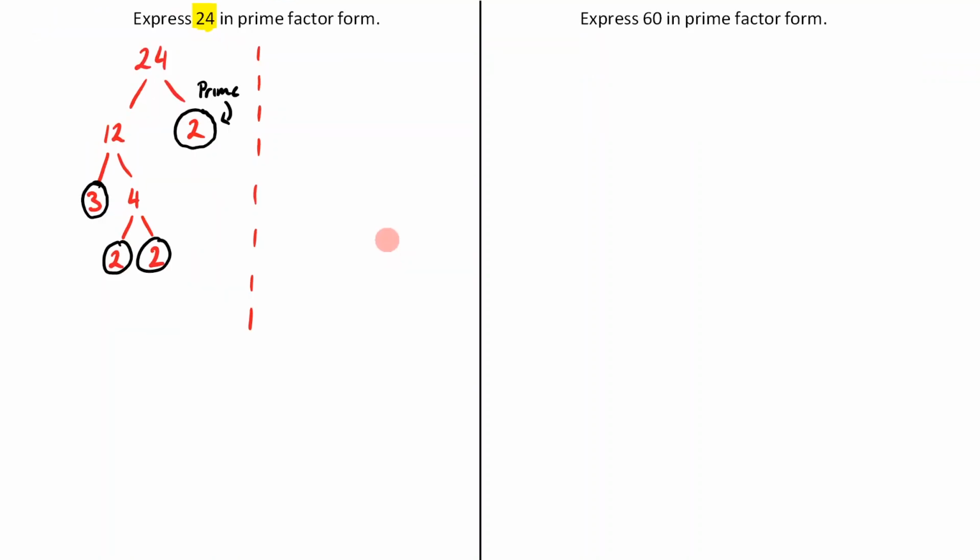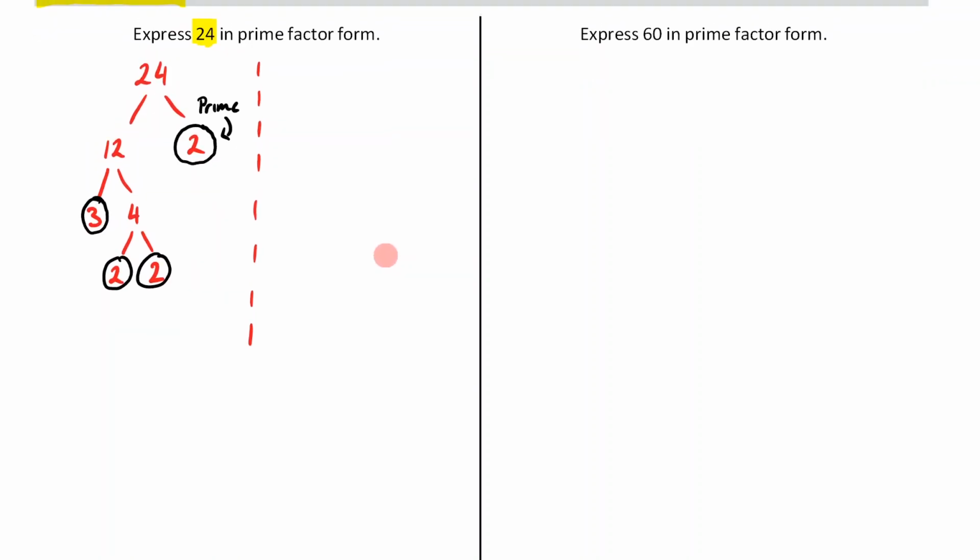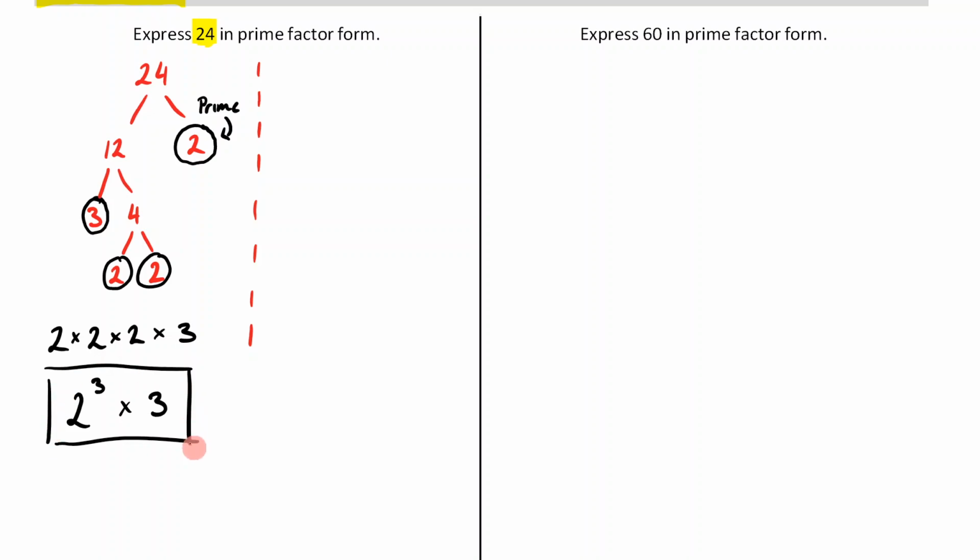Now we're going to list out all the primes that we have. So we have 2 times 2 times 2. There are three 2s. And then I have this 3, so times 3. Now we learned about powers in our last lesson. So instead of writing 2 times 2 times 2, we can write this as 2 raised to the 3. And then we have this times 3 as well. And this is my prime factor form. That right there. So let me put a box around it. That is the prime factor form.